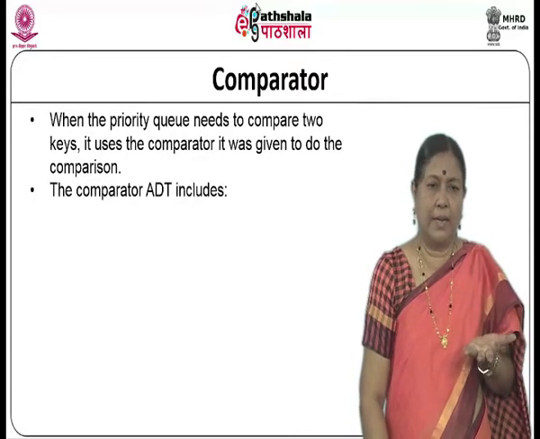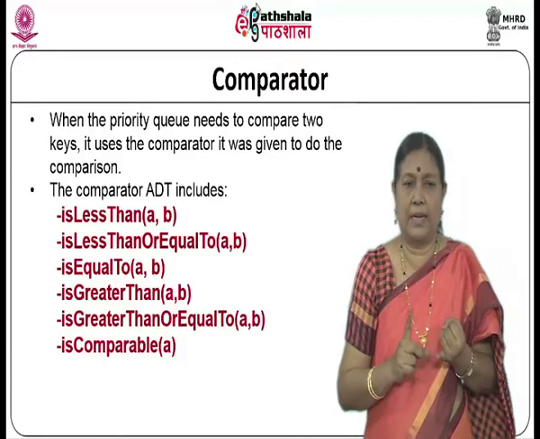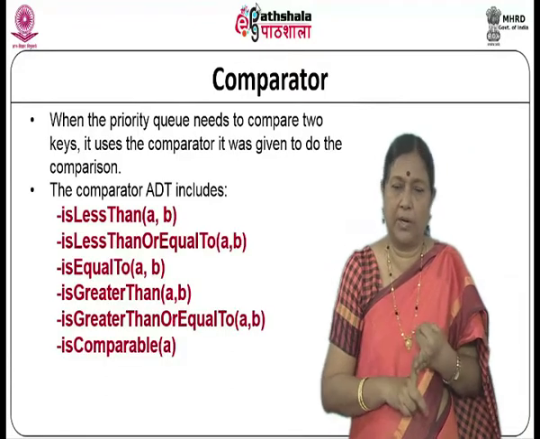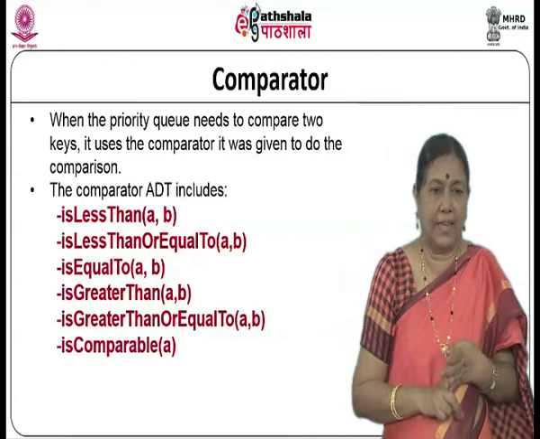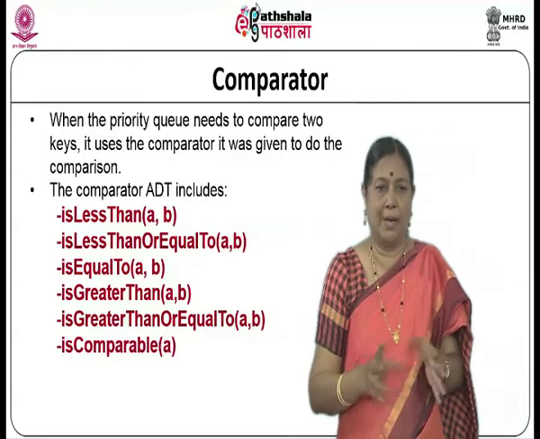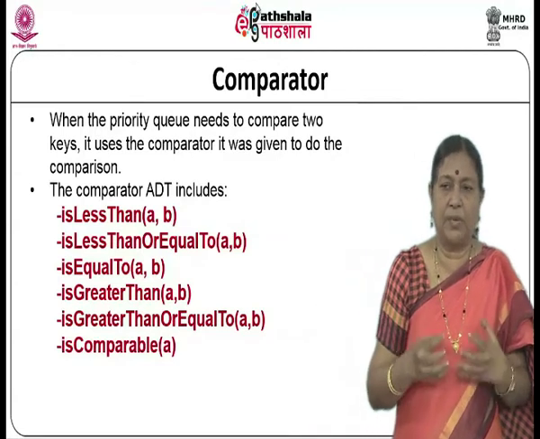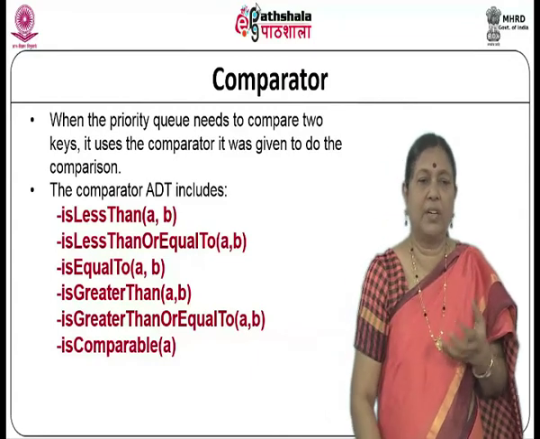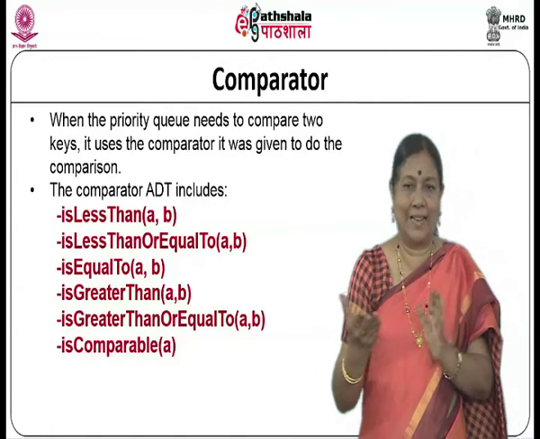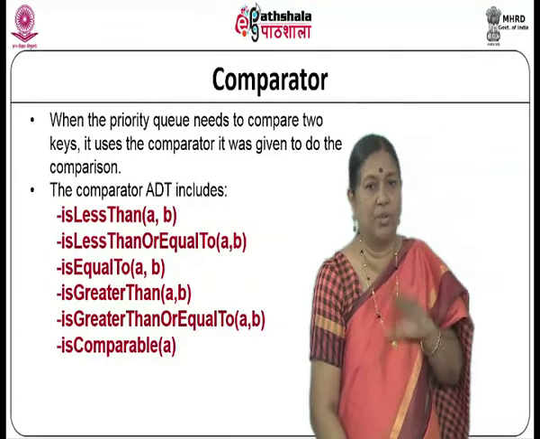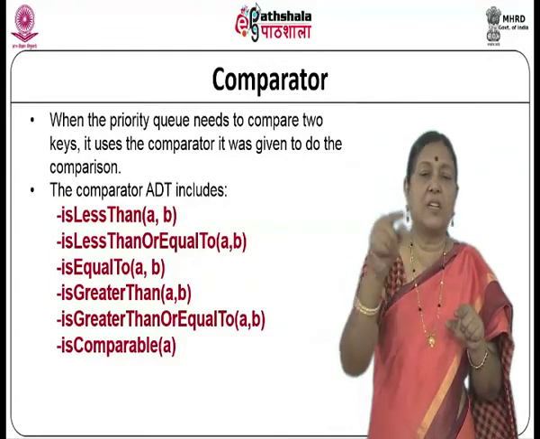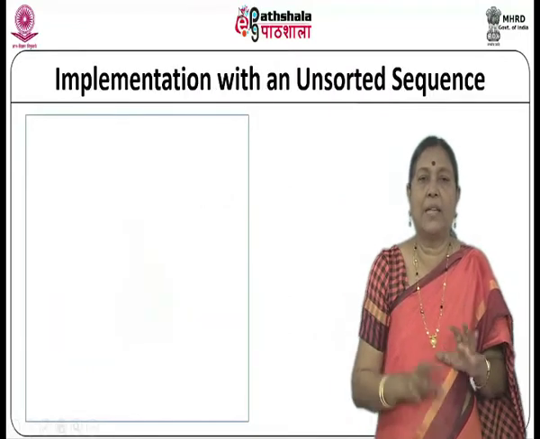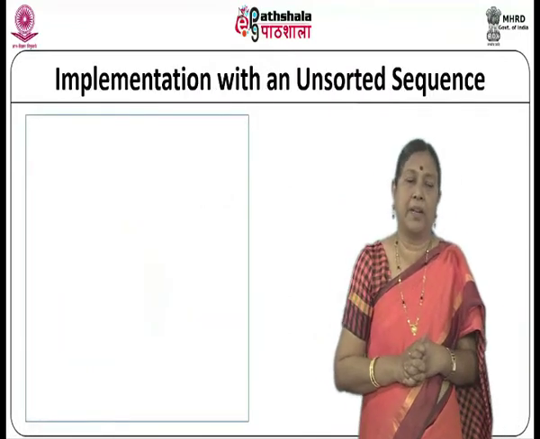The comparator ADT includes operations such as is less than, is less than or equal to, is equal to, is greater than or equal to, and is comparable. All of these are Boolean operators, giving true or false. So, it can be is less than, equal to, and so on; it depends on what application you are going to use the priority queue for, which in turn uses this comparator.